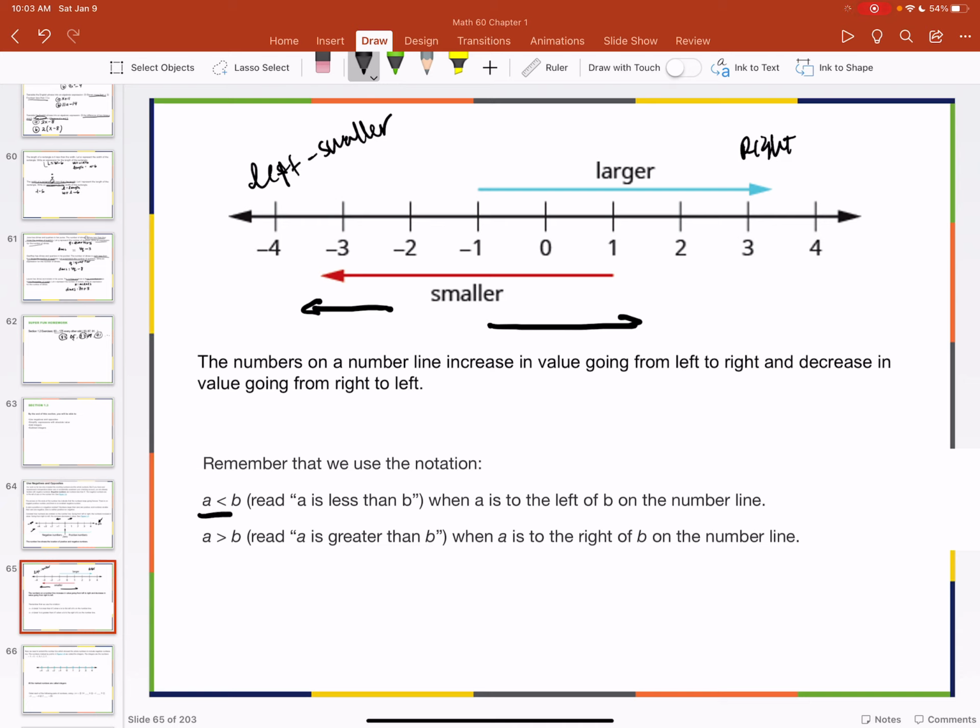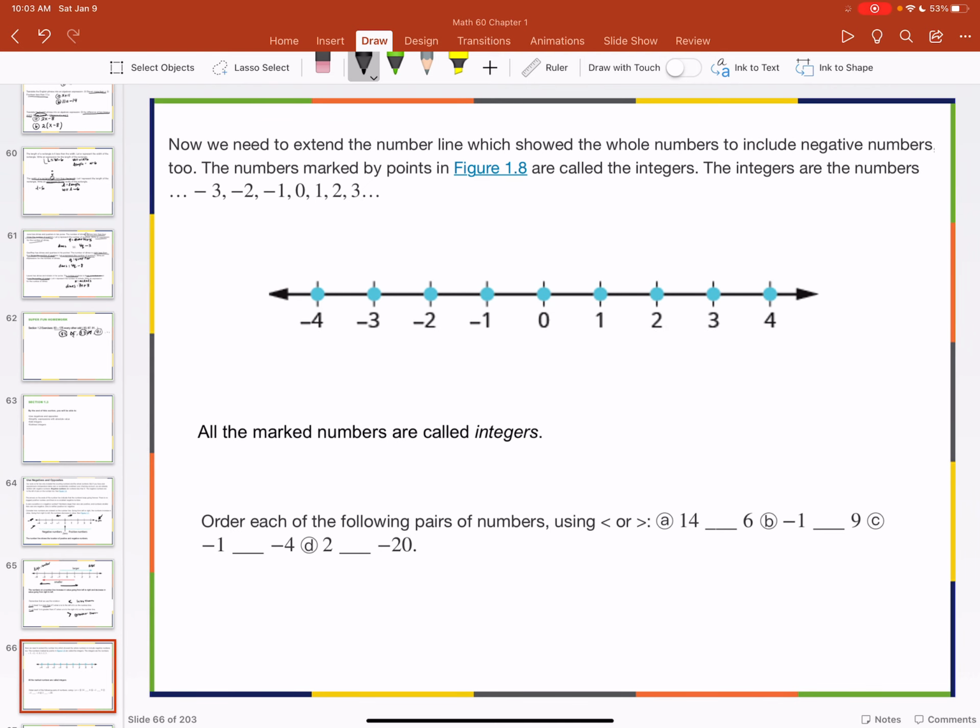Just quickly remind you that this symbol, this inequality, means less than. And this inequality, the alligator teeth opening to the left, is called greater than. This is when we're reading from left to right. Okay, so these are called the integers. Basically, all the counting numbers, zero, and the whole negative numbers, that's called an integer, okay?